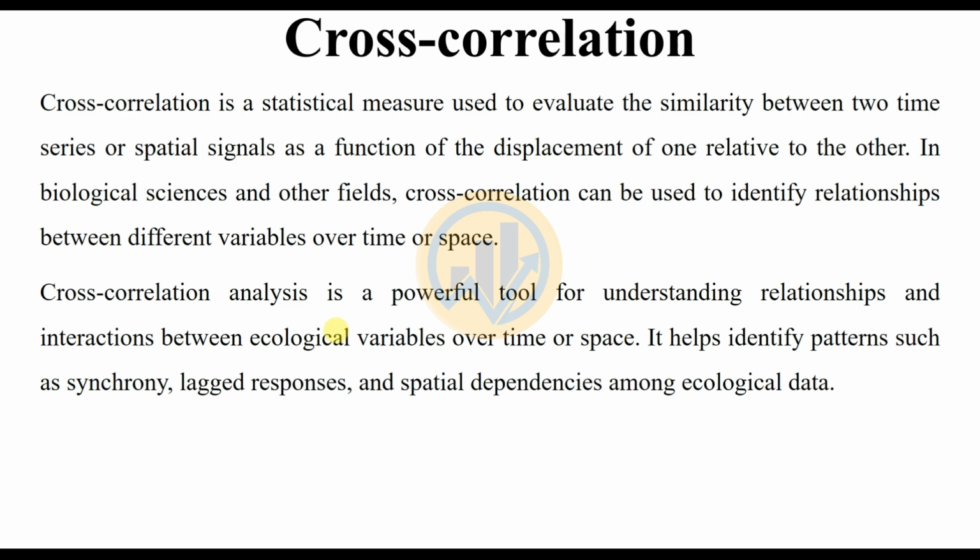In biological science and other fields, cross correlation can be used to identify the relationships between different variables over time or space. Cross correlation analysis is a powerful tool for understanding the relationships and interactions between ecological variables over time or space. It helps to identify patterns such as synchrony, lag response, and spatial dependence among the ecological data.